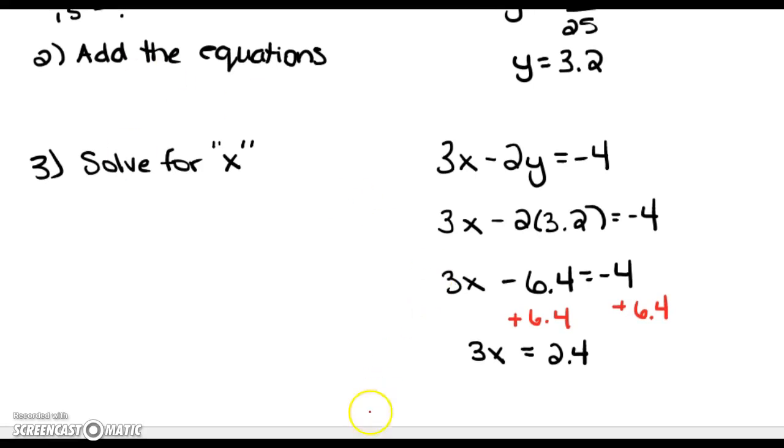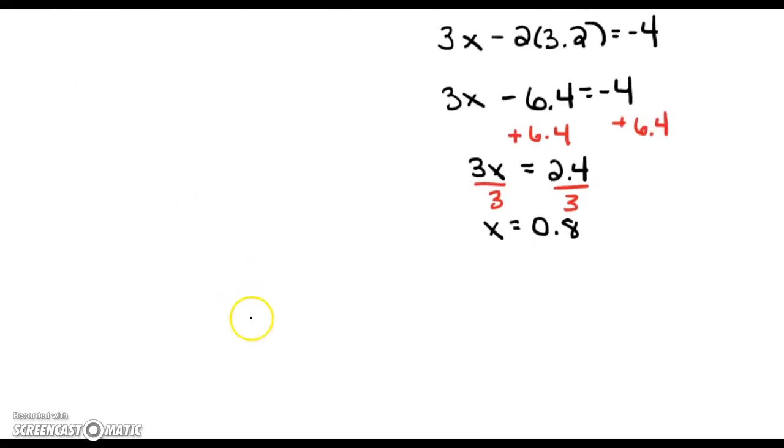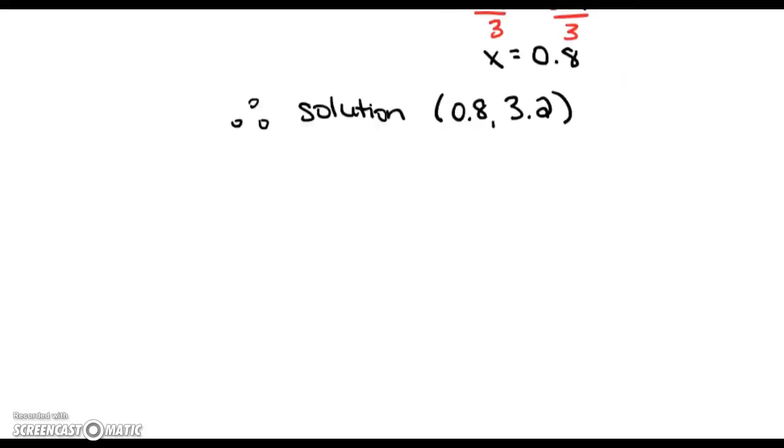And then our last step there is to get rid of that 3, so we're going to divide by 3 on each side. And this one works out once again to a nice decimal, which is 0.8. Alright, so now that we have our x and y values, our solution is x is 0.8 and y is 3.2. So now our last step is, yes, we do have an answer, but we need to make sure that answer is in fact correct. So now we need to do our verification step.